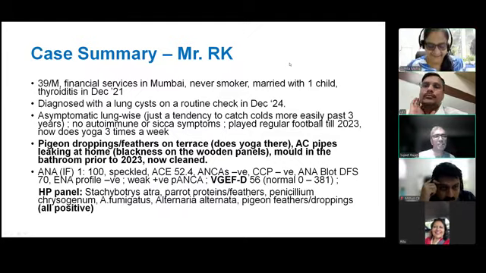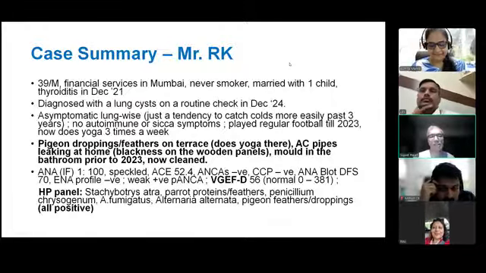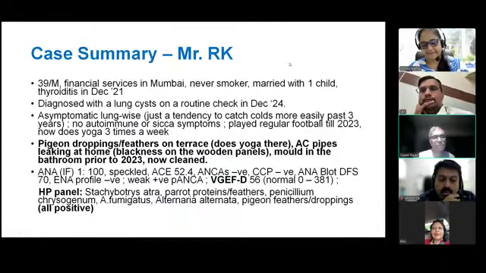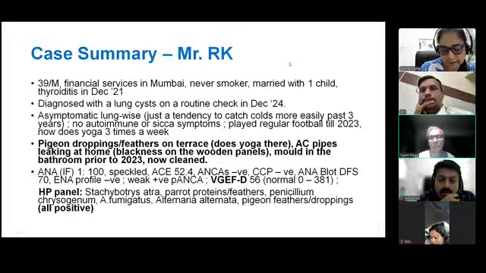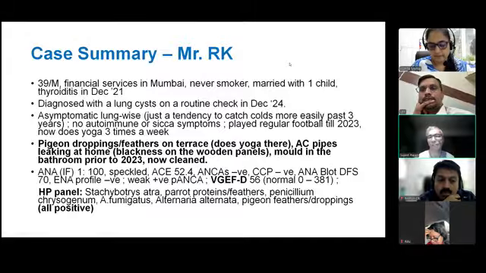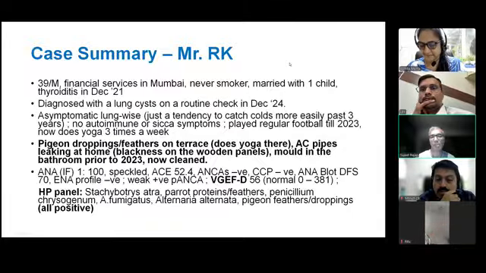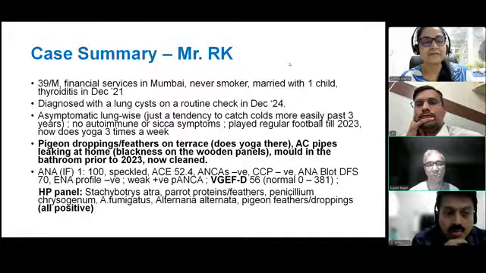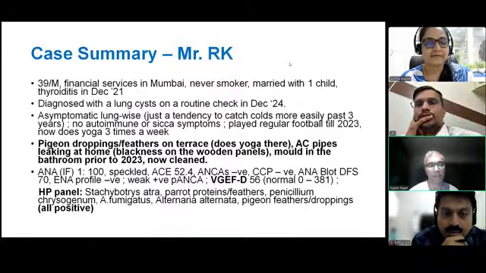Your case, Rajan sir. So this is the last case. Yeah, a 31-year-old man, a young guy working in financial services in Mumbai. Never smoker. He's got one child. He had a history in the past of thyroiditis, December 21. On a routine check, he was diagnosed with lung cysts. He did one of these fancy routine checks where they do CT scans, and they showed up some cysts. He was asymptomatic lung-wise, just a tendency to catch colds more easily in the last 3 years. No autoimmune or Zika symptoms. Played regular football till 2023. Now does yoga 3 times a week.